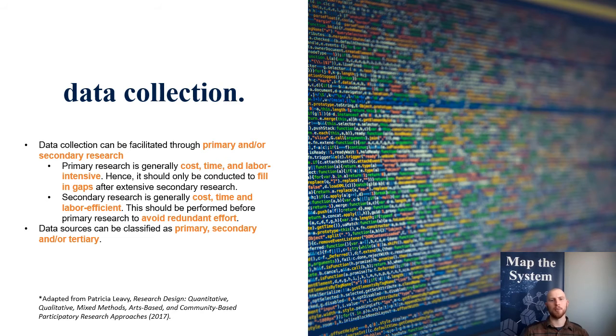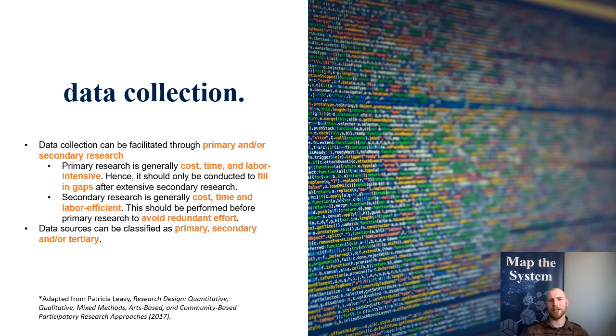Importantly, primary research is generally very cost, time, and labor intensive, whereas secondary research is generally the opposite. Hence, as a general rule of thumb, primary research should usually only be conducted to fill in gaps following extensive secondary research, whereas secondary research should be leveraged as much as possible to avoid redundant primary research.